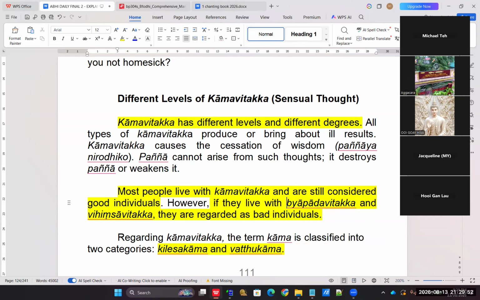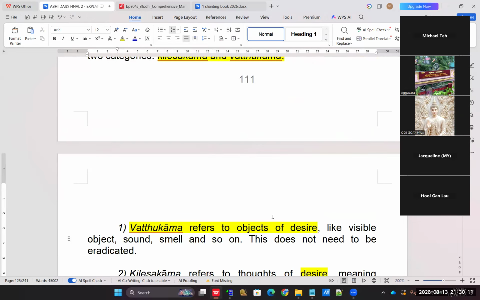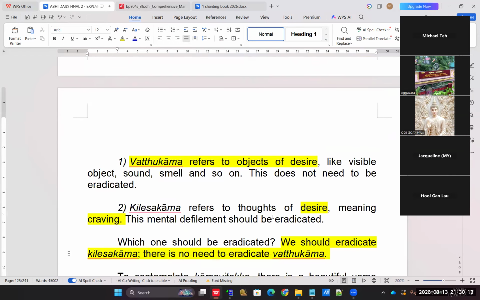Abhyapada and Vihimsa, right? So if you have hatred and cruelty, these are considered bad. Hatred means wanting to destroy things. Cruelty means itself wanting to destroy things. So these are more on dosa. So now these two terms, all right.